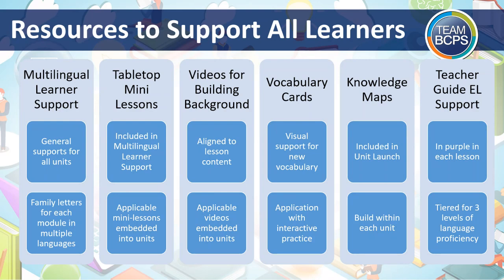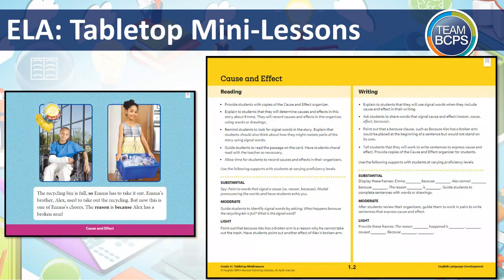Next slide, please. This is one of the examples of an ELA tabletop mini lesson. And the nice thing about these is they are aligned to all the different skills and standards through each grade level, and their text agnostic, so teachers can use them multiple times throughout the year as needed, and they differentiate support based on whether the student needs substantial support, moderate, or light support, and it focuses on both the reading and writing connection and how that skill intertwines between both reading and writing to learn. Next slide, please.